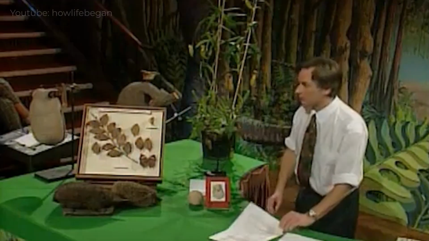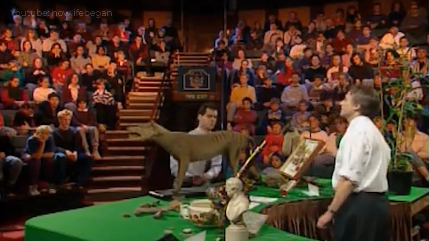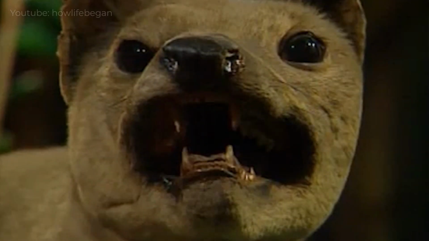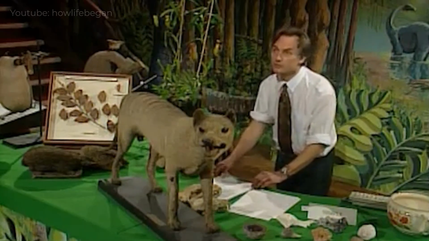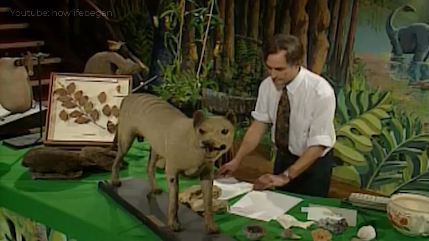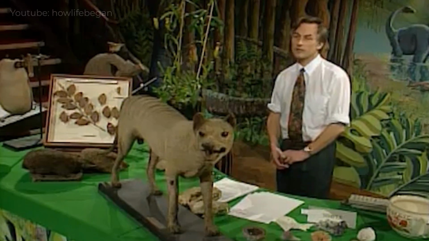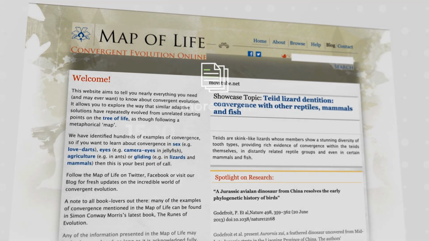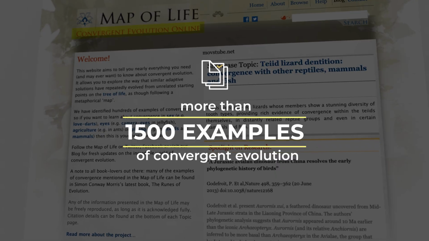An even better example of convergent evolution is the so-called marsupial wolf. Now, if you saw that going along on a lead down the street, you would think it was a dog. But this is not a dog. It has nothing whatever to do with dogs. This is a marsupial. It's much more closely related to kangaroos and wombats and koalas. On this site, more than 1,500 examples of convergent evolution are collected.